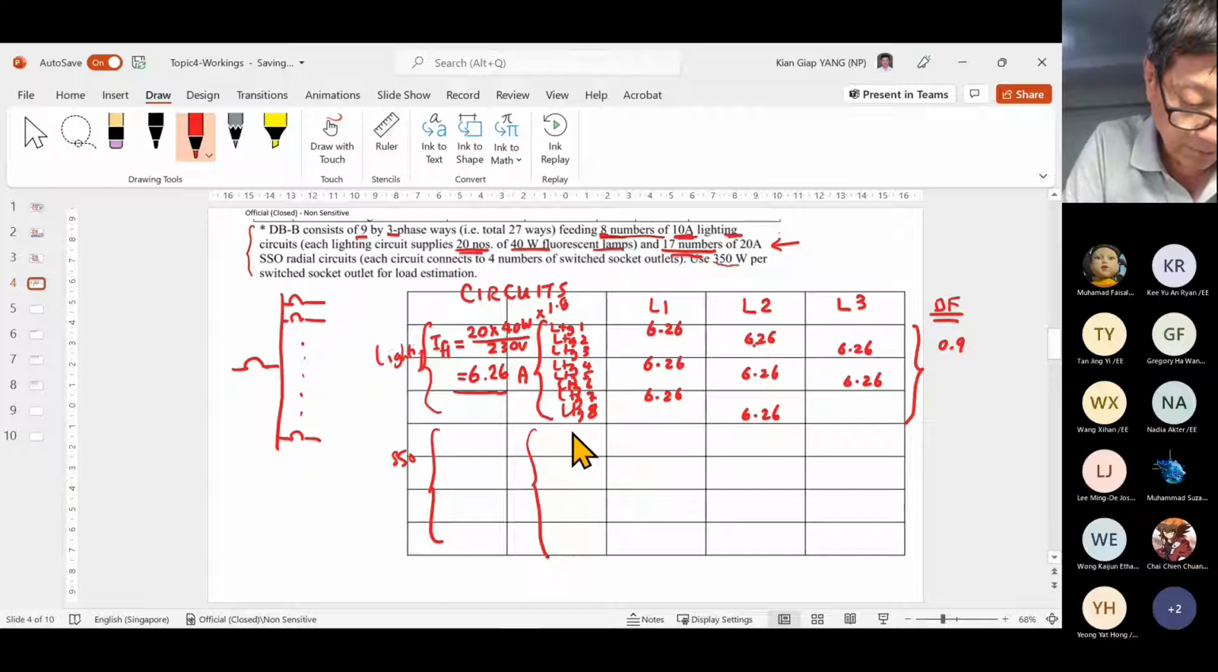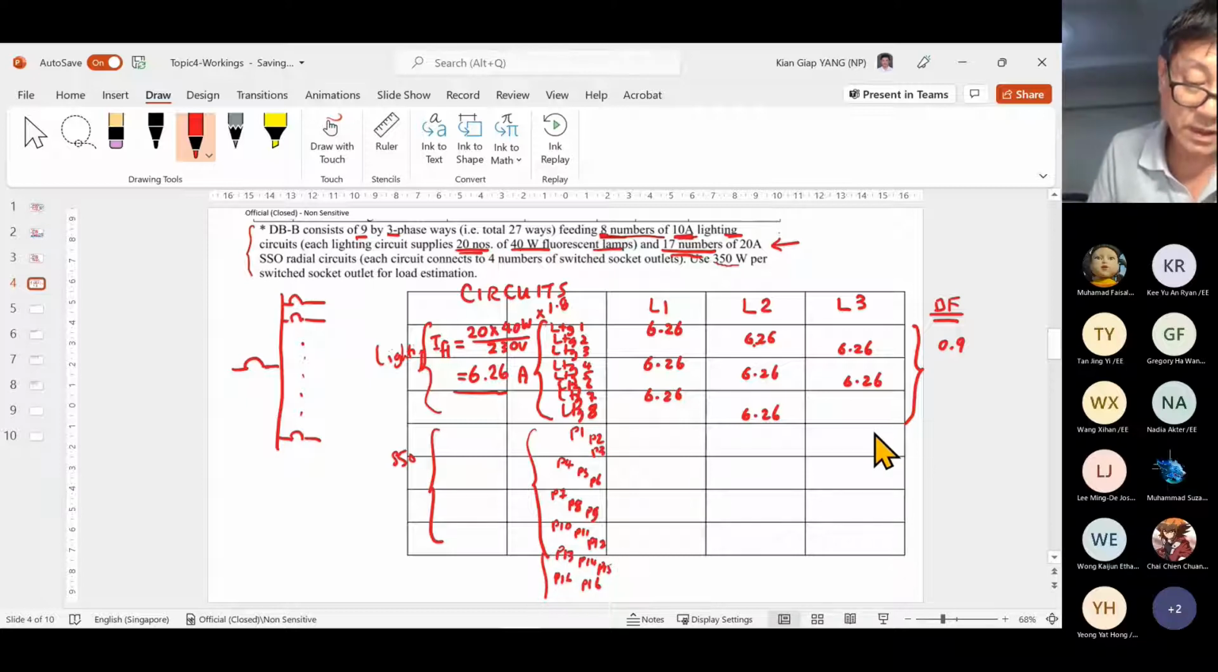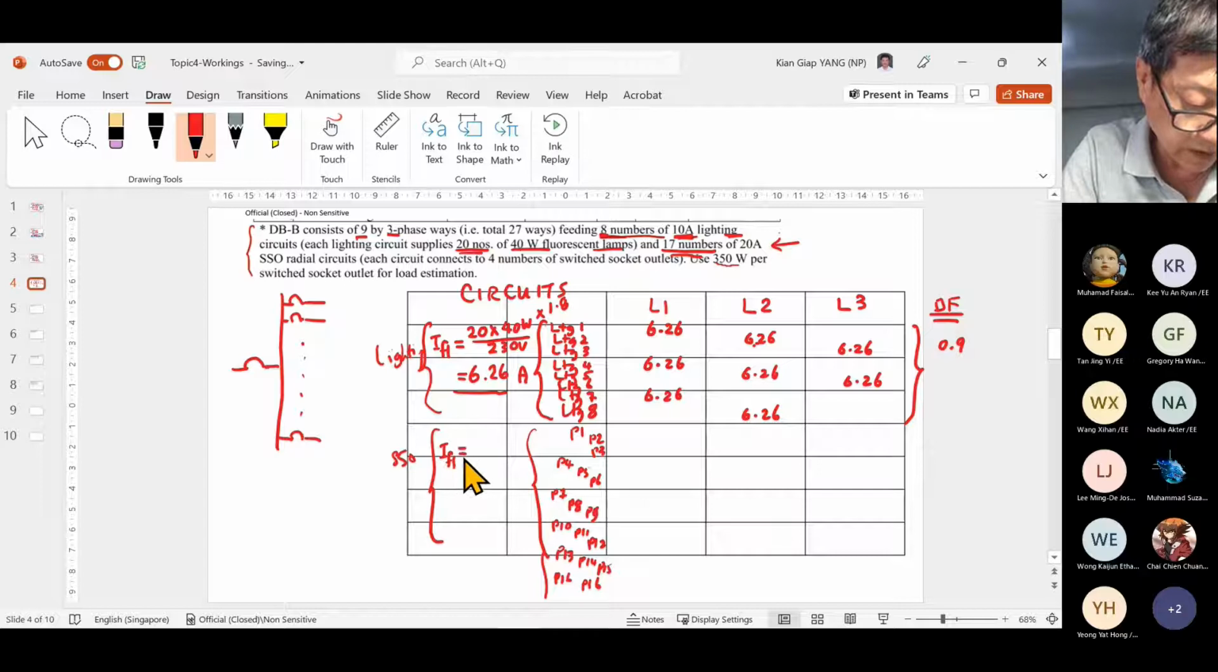So what I do now is from P1, P2, P3, P4, P5, P6, P7, P8, P9, P10, P11, P12, and carry on, P13, P14, 15, 16, and then P17. All right. So if I were to assign the load, how should I align it so that I try to balance the load? Before that, I just calculate the I full load for each circuit first.